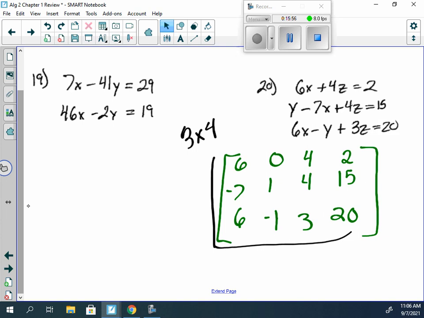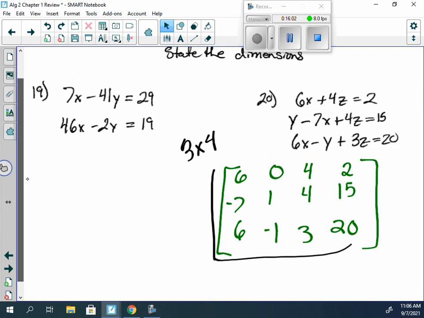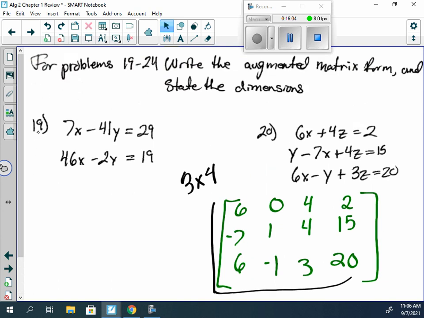Any other questions on this? So write the augmented matrix. We did that, yes? And state the dimensions. Does it ask for anything else? So we're done. So here it's just asking for the augmented matrix and the dimensions. It's not asking for the answers. But if we were doing a system, then we would write it as an augmented matrix and then use REF to solve. Any other questions on this here? We good with this here?